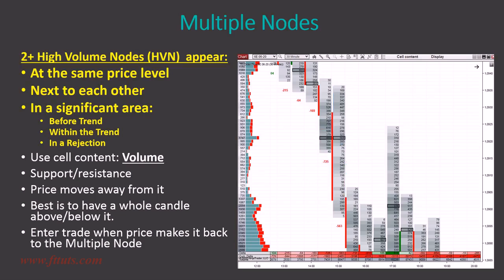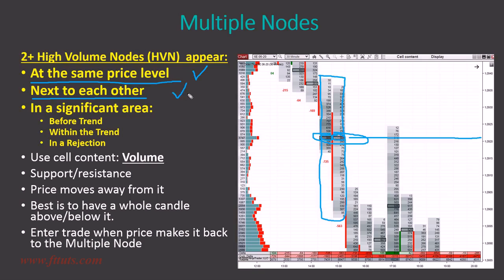Now there are actually three conditions which all need to apply. So you need to see two or more of those high volume nodes appear at the same price level. In this case, you can see that those two nodes are at the same price level. It is at 1.0921. So this is the first condition. The second condition is they are next to each other. Those two footprints are next to each other and those two nodes are next to each other. So that's the second condition.